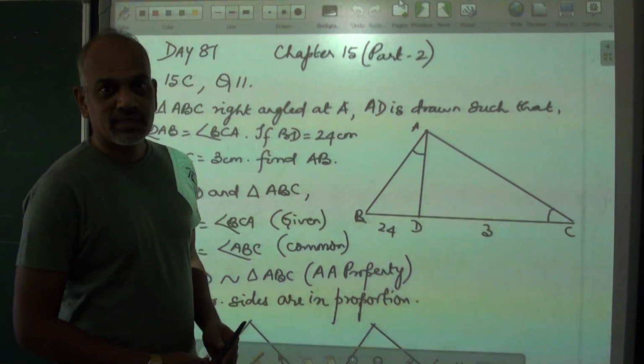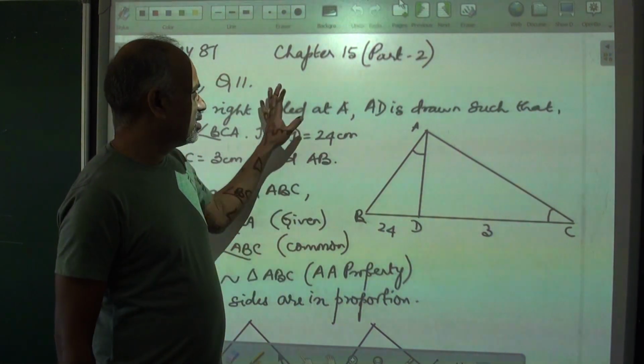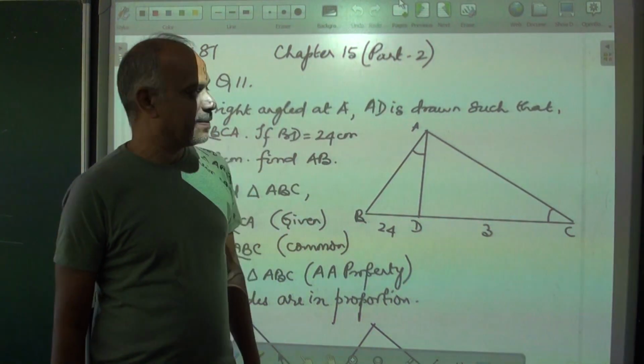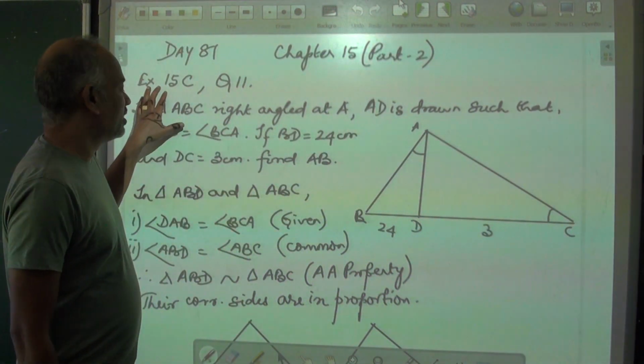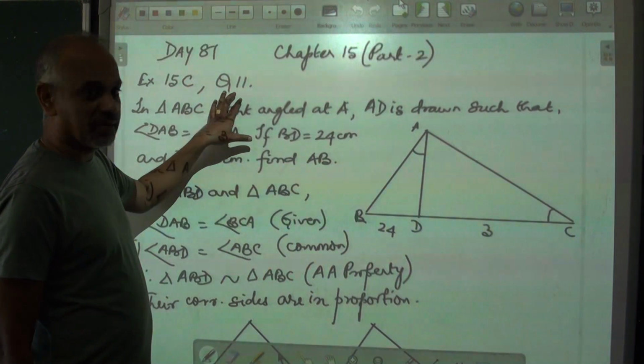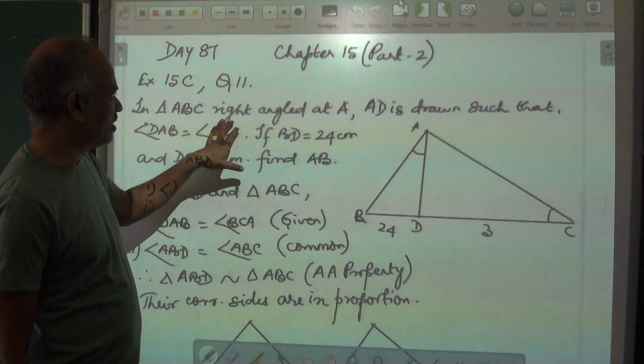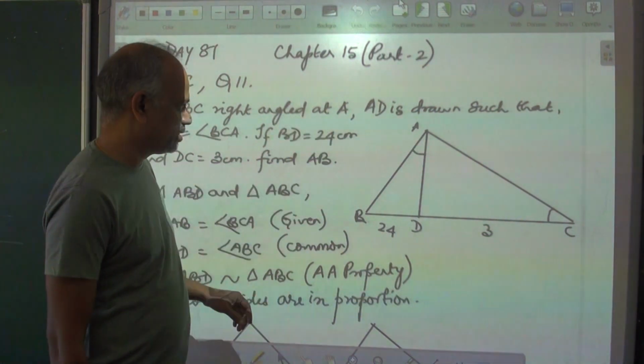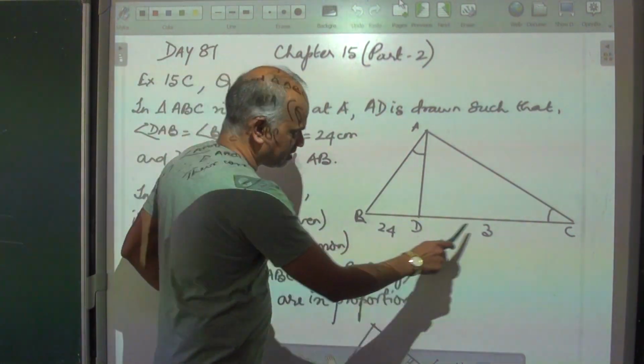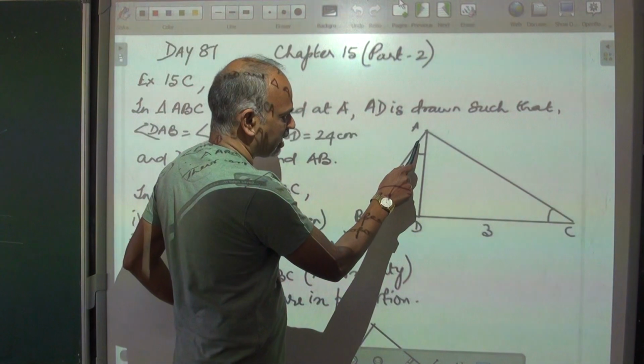Okay. This is similarity, part 2 of this chapter. Exercise 15C, question number 11. In triangle ABC, right angled at A. This triangle ABC is right angled at A.